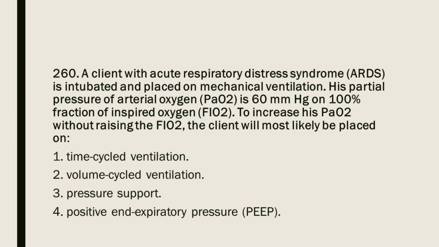260. A client with acute respiratory distress syndrome, ARDS, is intubated and placed on mechanical ventilation. His partial pressure of arterial oxygen, PO2, is 60 millimeters of mercury on 100% fraction of inspired oxygen, FiO2. To increase his PO2 without raising the FiO2, the client will most likely be placed on: 1. Time-cycled ventilation. 2. Volume-cycled ventilation. 3. Pressure support. 4. Positive end-expiratory pressure, PEEP.